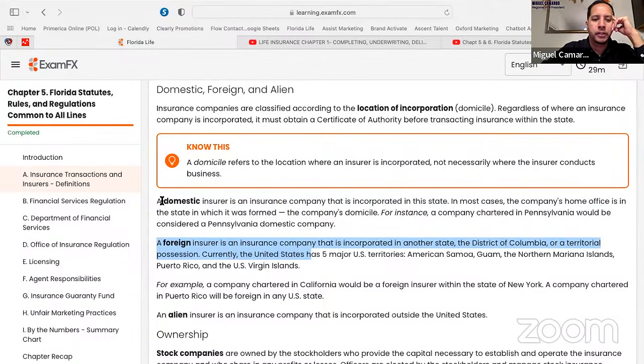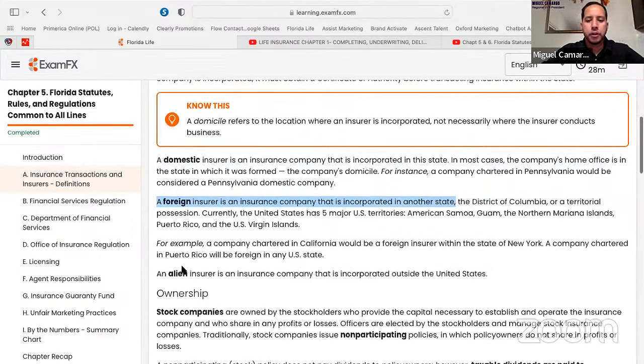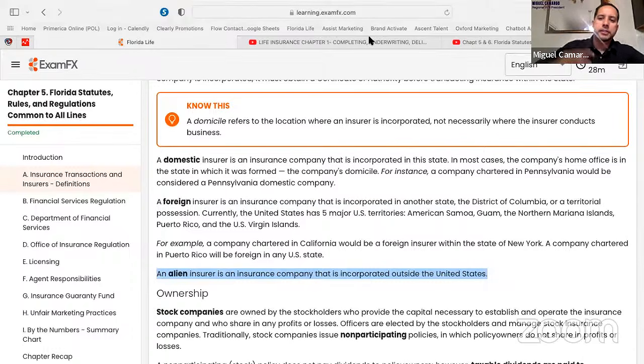So what you want to write down is domestic is the state that the company is incorporated in. Foreign is another state. So write another state. And then alien would be another country. The way I always look at alien, think of another person coming from another country. So if your company is licensed to do business in Canada, that would be an alien insurer. So domestic is the state that your company lives in, foreign is another state, and alien is another country.